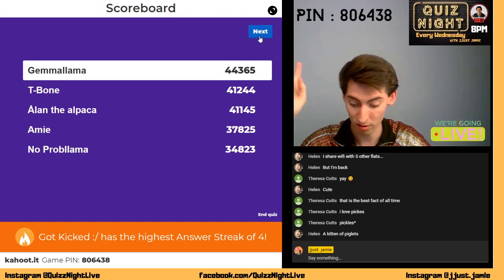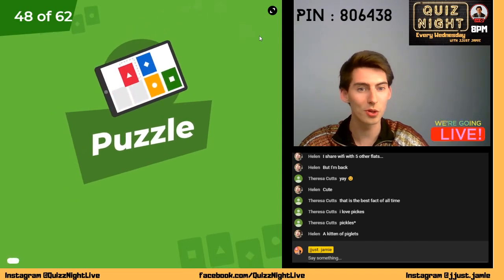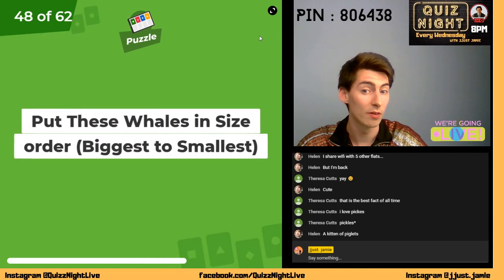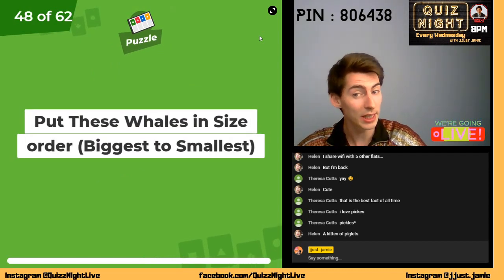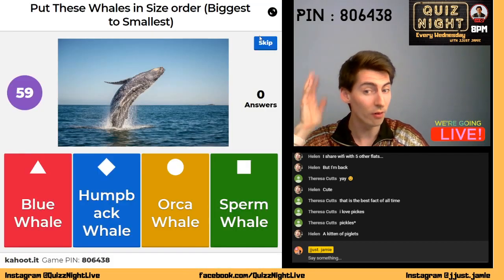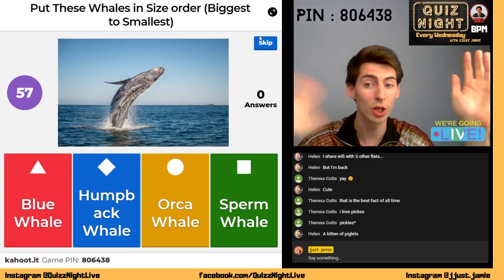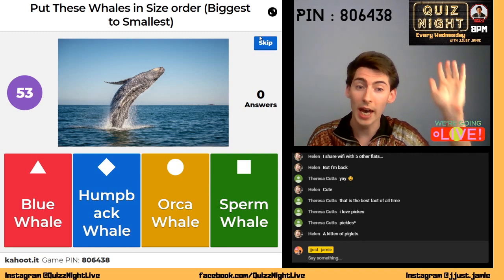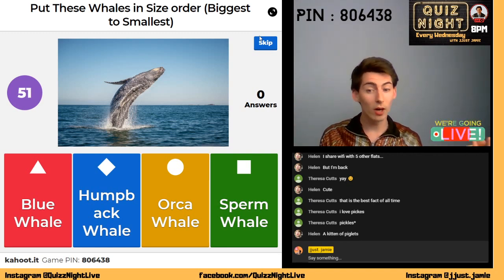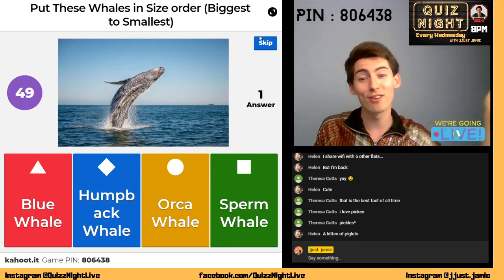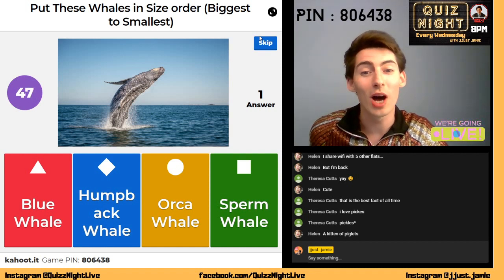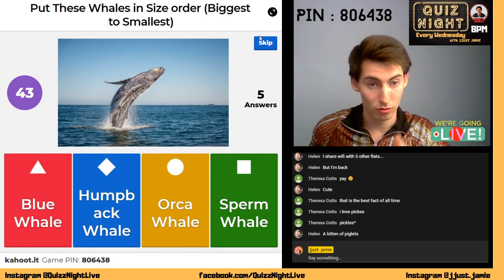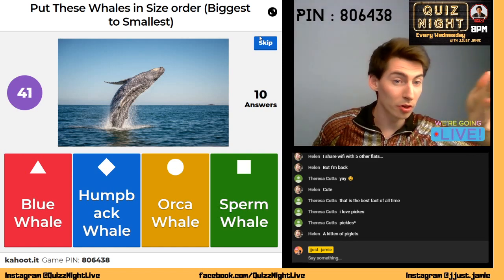Okay, so let's move on to the next question. Puzzle. I like puzzle questions. It's the first one of the night, actually. Worth double points as well. So 2,000 points. Put these whales in order of size from biggest to smallest. So you want to slide your biggest one on your left-hand side, your smallest one on your right-hand side. So we've got a blue whale, a humpback whale, my favourite, the orca whale, and the sperm whale. They are in order. So biggest on this side, smallest as we go across.